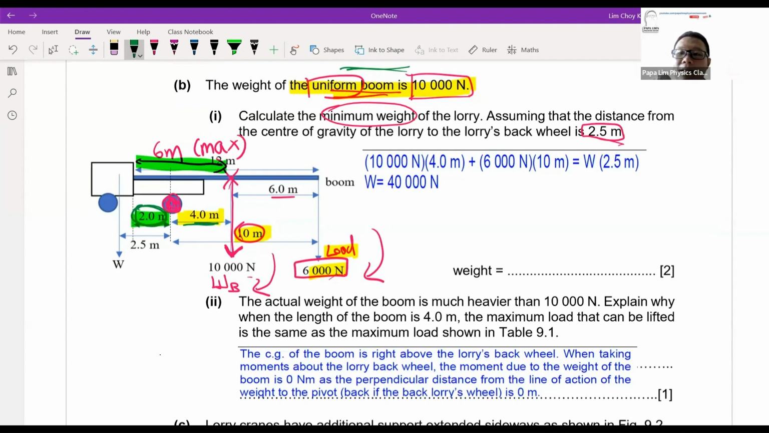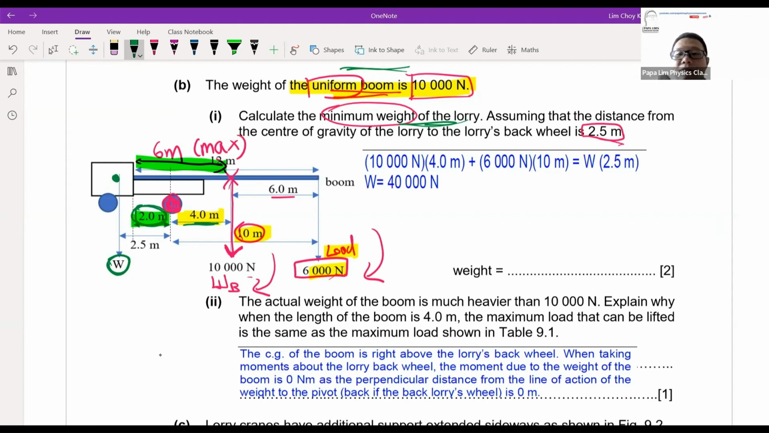So where does the anti-clockwise moment come from? The anti-clockwise moment will actually come from the weight of the lorry. So that's why I know the weight of the lorry is actually in front. Okay, it will be in front. So this will be the weight of the lorry, which will give rise to a moment at the front part, at the left side of the wheel itself.